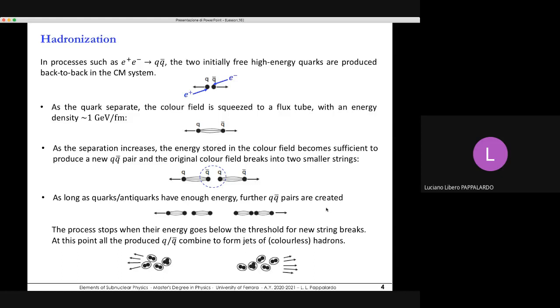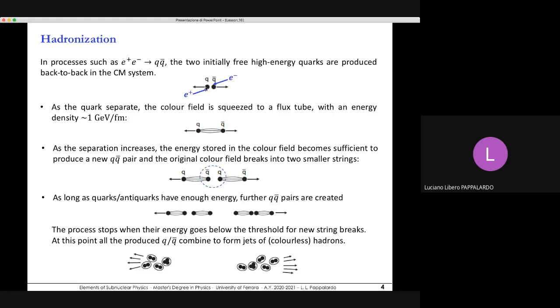Now, when does the process stop? Of course, the process stops when the energies of quarks and antiquarks go below the threshold for new string breaks, okay? At a certain point, each time you create a quark-antiquark, you are spending energy, okay? So the more quark-antiquark pairs you create, the lower energy they have, and at a certain point, this energy will go for sure below the threshold for the creation of new pairs. At this point, the process stops, okay, and all the produced quark-antiquark will combine to form a jet of hadrons, which are of course colorless objects.